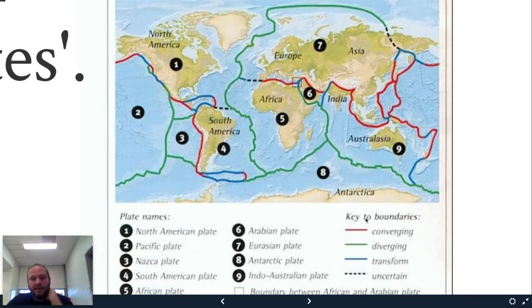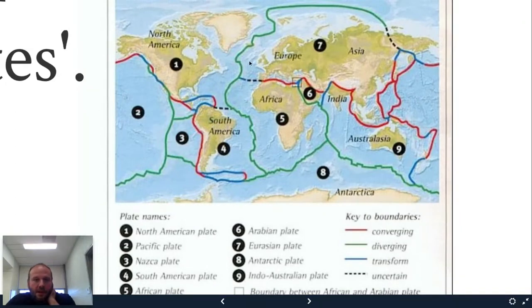Each one of these colors, and we did show a picture of this very similar a couple weeks ago, represents a different type of plate boundary. We're going to get into more details about those plate boundaries later. But converging just means that the plates are coming together. Diverging means they're pulling apart. And transform means that they're sliding across. And then dotted means they're not sure. Scientists aren't sure exactly what's going on in that region.